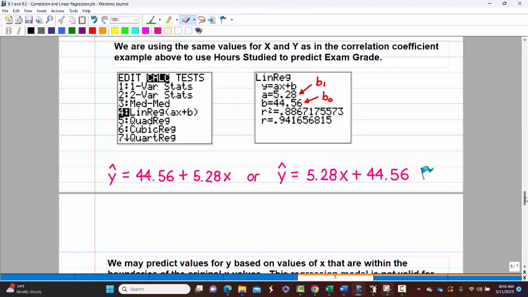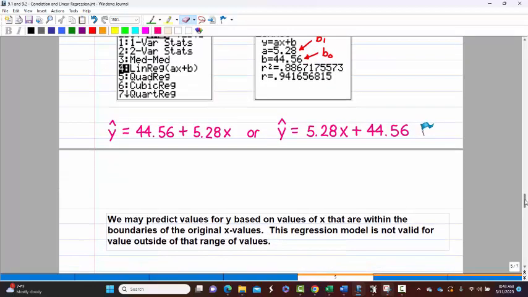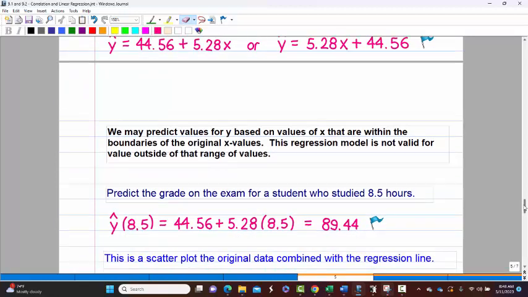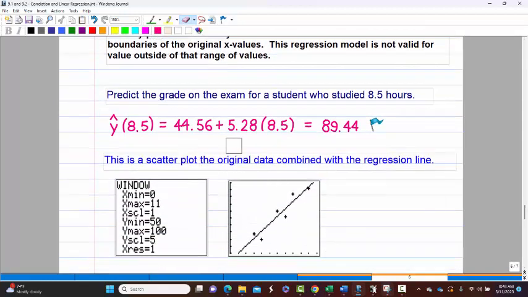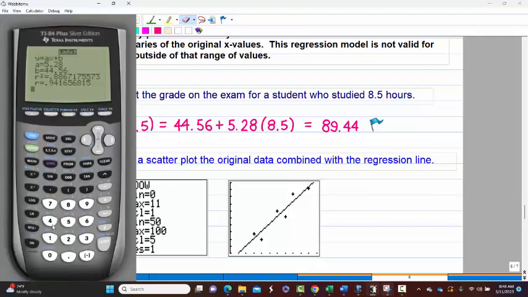But yeah, so you can't just pick any number. It's got to be within reason of your values. And 8.5 certainly fits in there. So we put in 8.5. It's a real easy calculation. You just take the equation and put in 8.5, and you can use Excel. You can go equal, but a calculator's good enough. Just go 44.